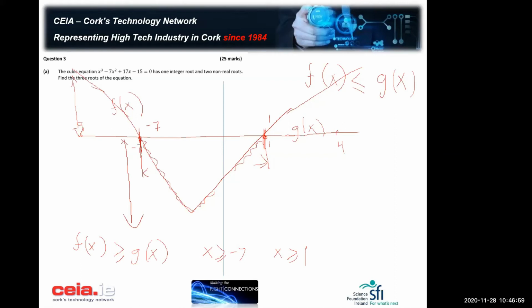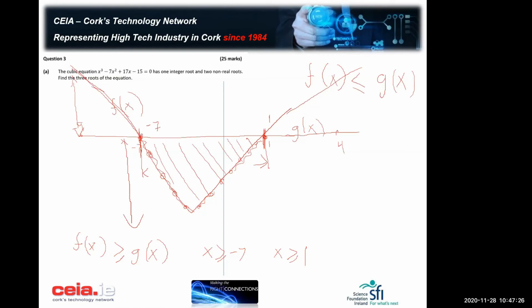So beyond those points, the function f of x goes way above g of x. But between those points, -7 and 1, it is less than. In this area here, it is less than. Every point on f of x, every point here is less than g of x between these points. So I hope that answers your question.